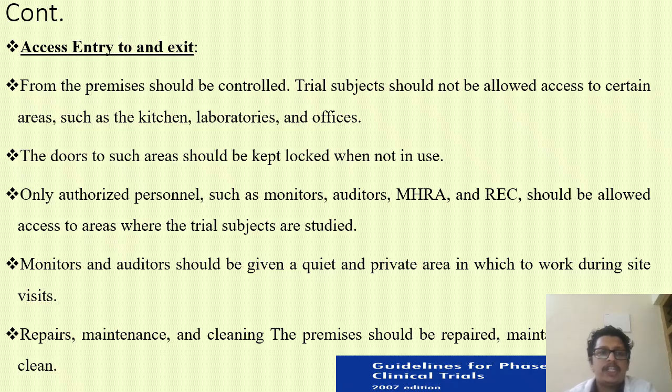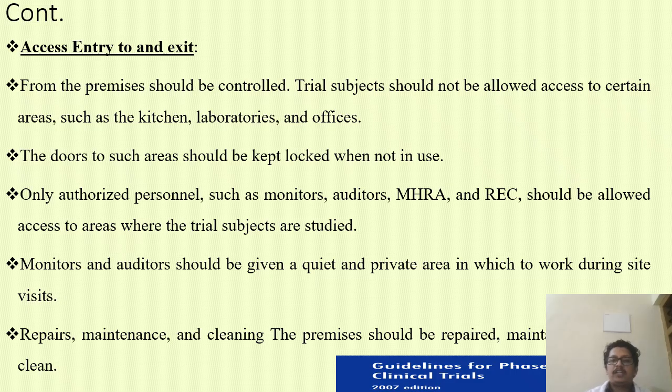Also, the staff should be able to call for personal security assistance, especially during unsocial hours. Then access: entry to and exit from the premises should be controlled. Trial staff should not be allowed to access certain areas like the kitchen, laboratories, and offices, and the doors to such areas should be kept locked when not in use. Only authorized personnel like monitors, auditors, MHRA, and other regulatory agencies should be allowed access to areas where the trial subjects are studied. Monitors and auditors should be given a quiet and private area in which they can work during site visits.